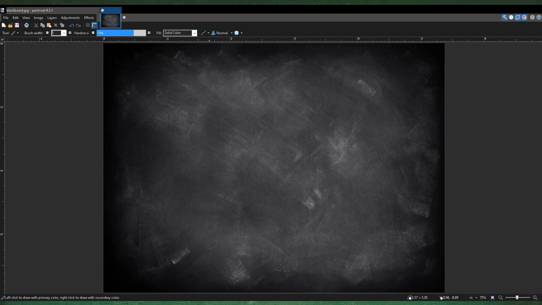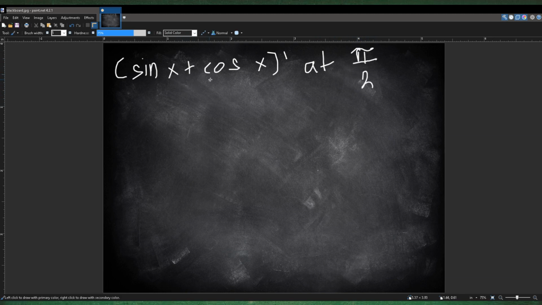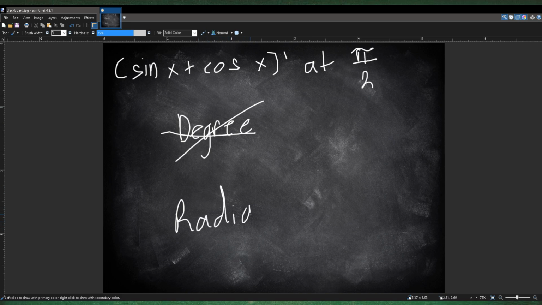So let's say you want to find the derivative of sine of x plus cosine of x, and then the derivative at, I don't know, pi over 2. So as I said before, you cannot use degrees. For calculus, you cannot use degrees. You're always using radians, because radians are numbers in relationship to the circumference of a circle.